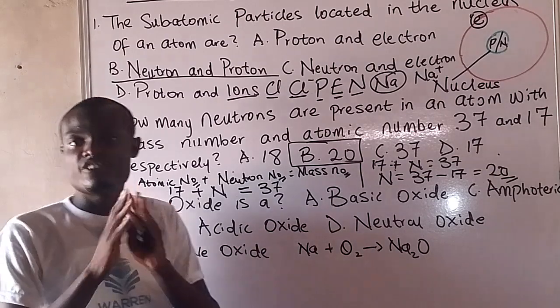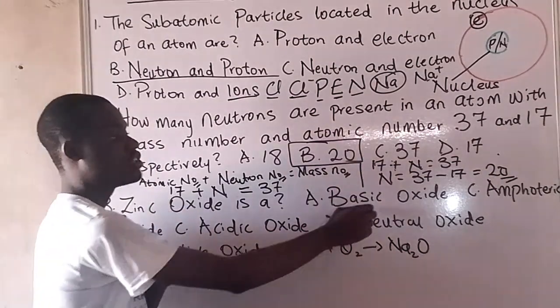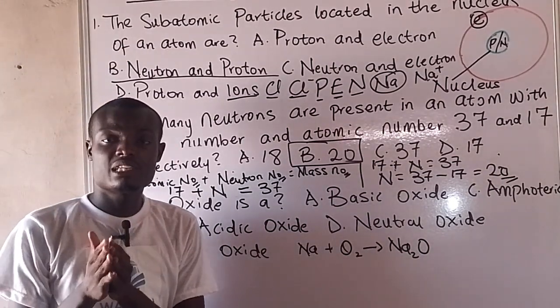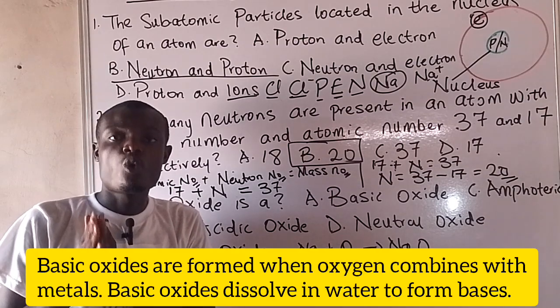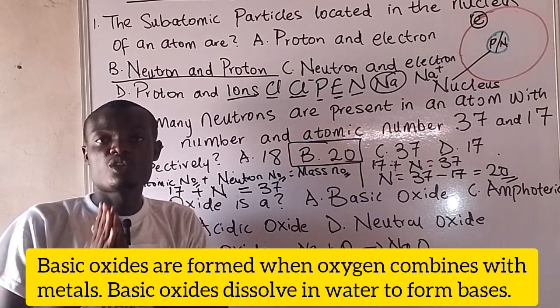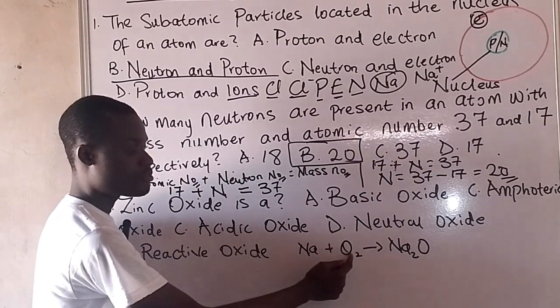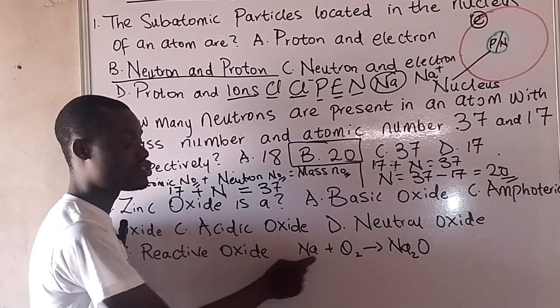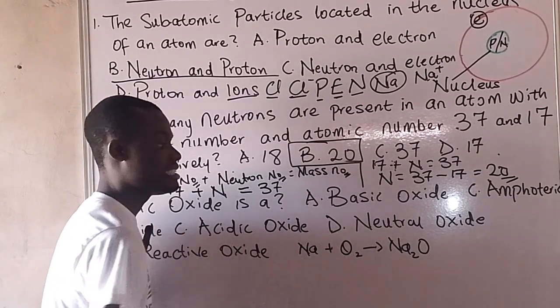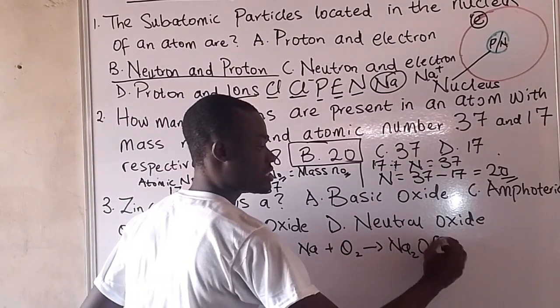Now, we have various types of oxide. We have what we call the basic oxide. Now, what are basic oxides? Basic oxides are formed when oxygen reacts with metals. For example, when oxygen reacts with a metal, in this case sodium, we are going to form a basic oxide. So this is a basic oxide.